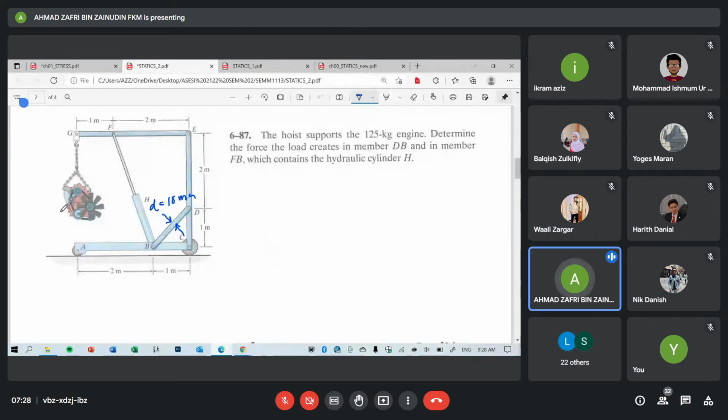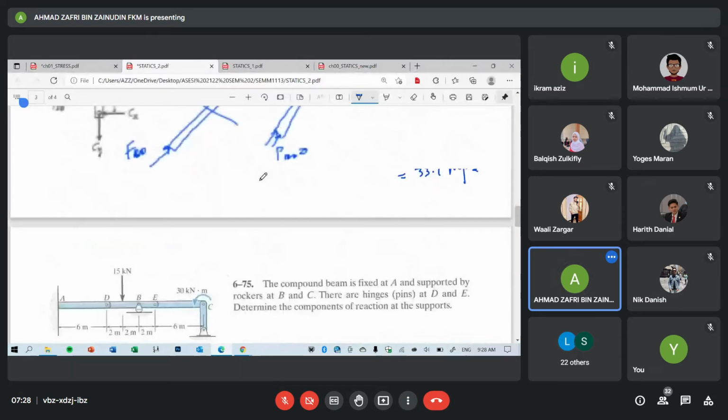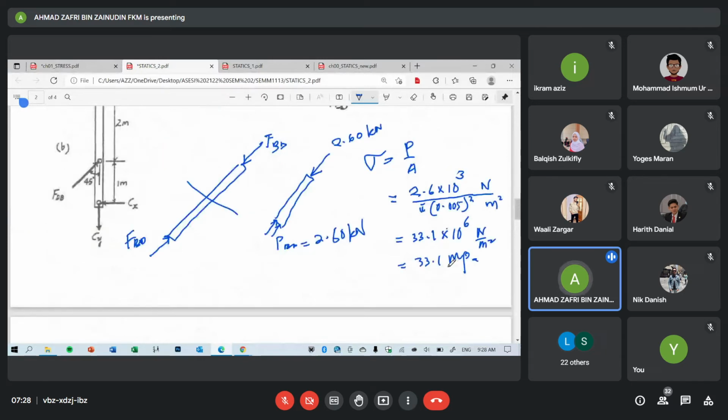So BD is in compression. You cannot leave your answer like this. If you leave your answer like this, it is tension. So you have to put minus, or you can put C, as long as you mention it is compressive.